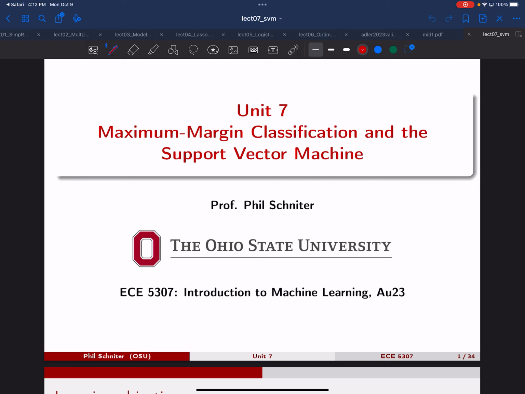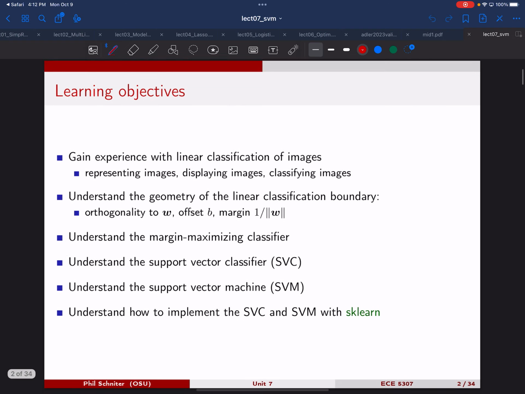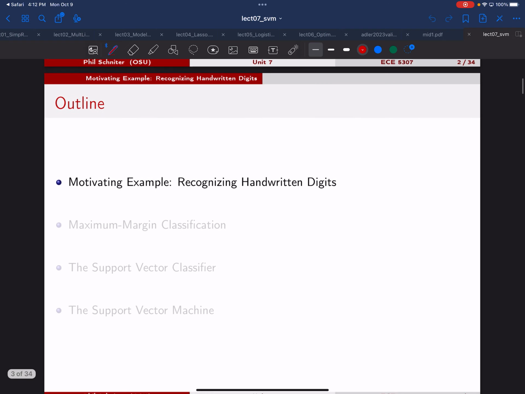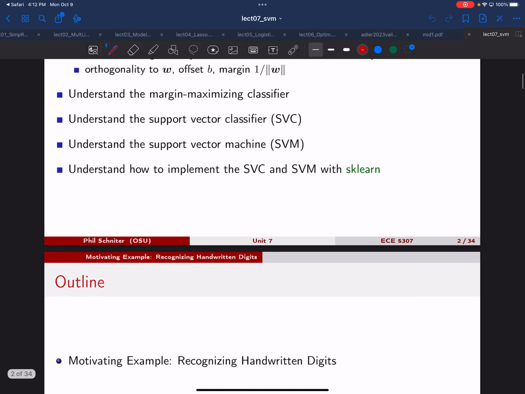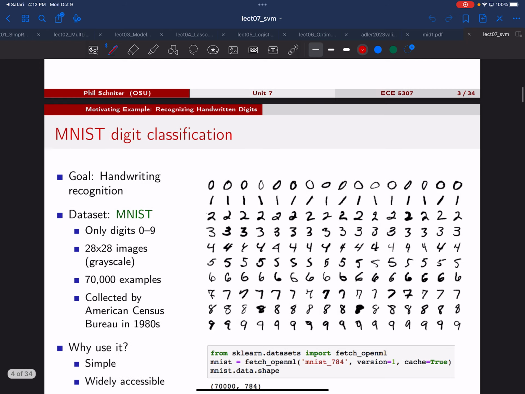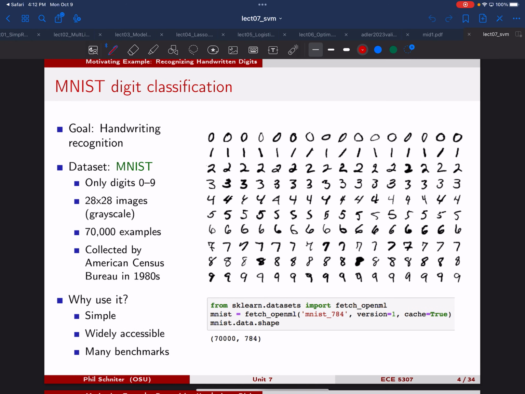So we're going to start on a new unit, which is going to be another take on classification that's going to work a little bit better than the logistic regression model we studied. And in this unit, we're going to work with the famous MNIST digit classification data set. So here, if you're given a small image of a handwritten digit, the goal is to classify which digit it is. There's digits 0 through 9 in the data set.